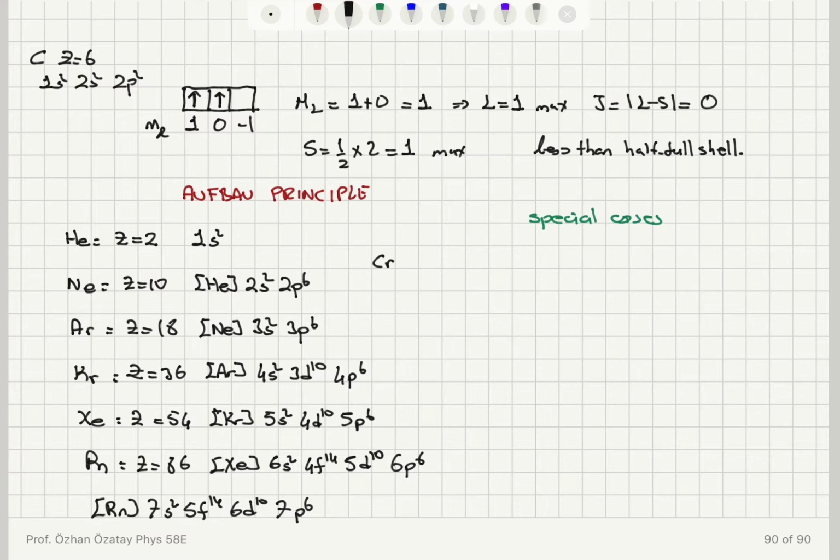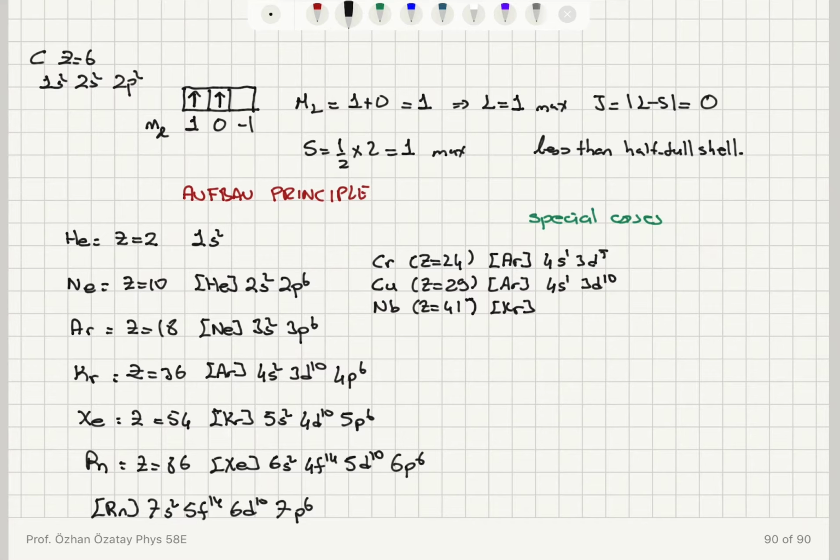For chromium, which is Z equal to 24, you can see that it's in between argon and krypton, so it's going to have argon configuration. Then you have 4s1, 3d5. Copper, which has Z equal to 29, has argon configuration 4s1, 3d10, and niobium, which is Z equal to 41, has krypton configuration 5s1, 4d4.